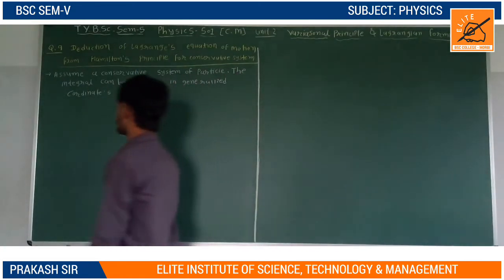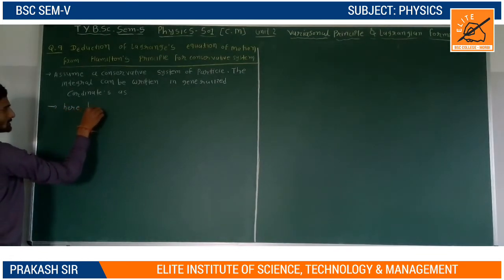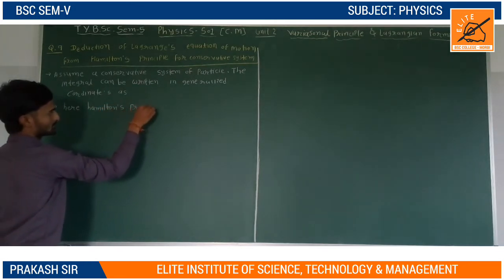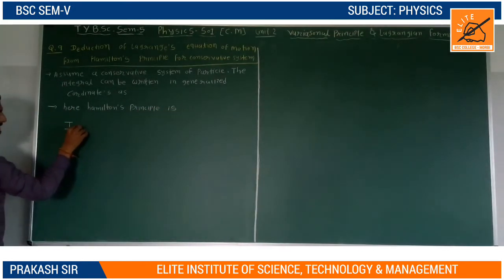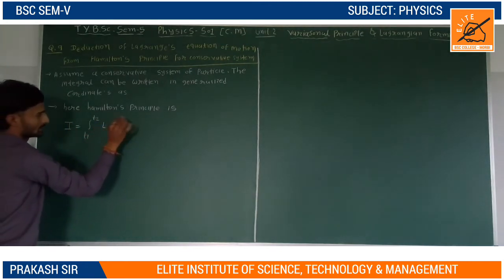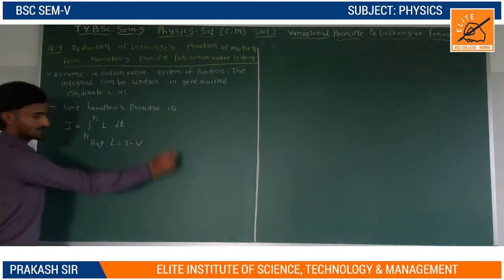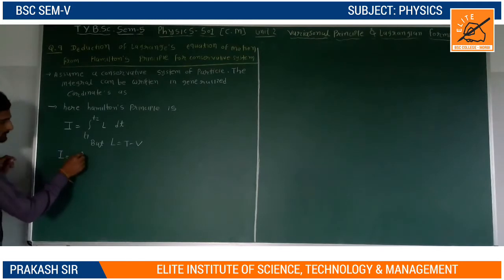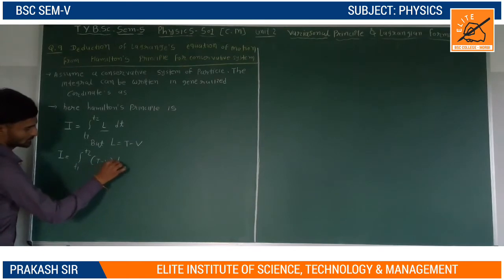So Hamilton's principle is I equal to the time integral from T1 to T2 of L dt, but L is kinetic energy minus potential energy, T minus V. Put the value of L: T minus V into dt.